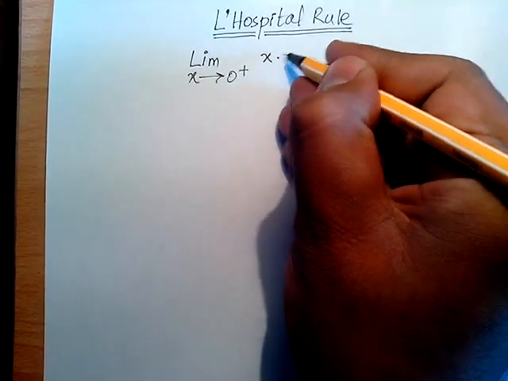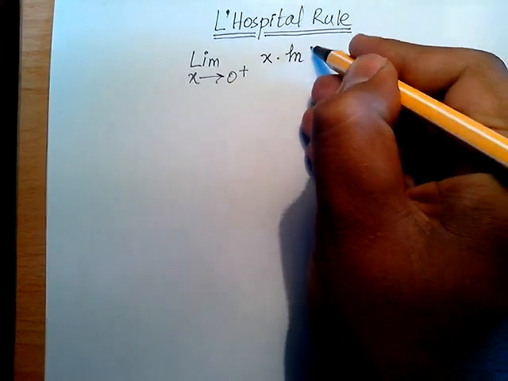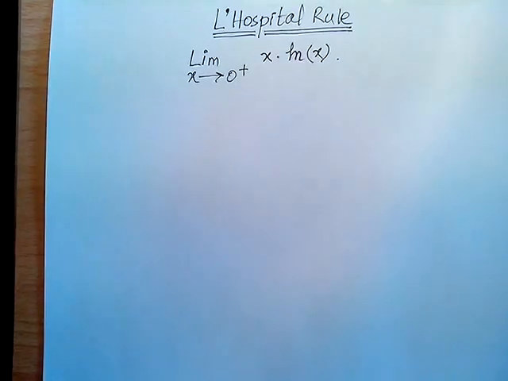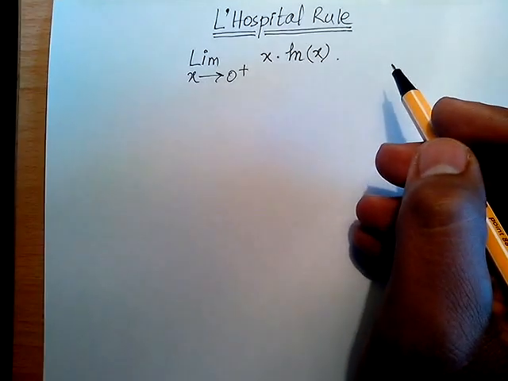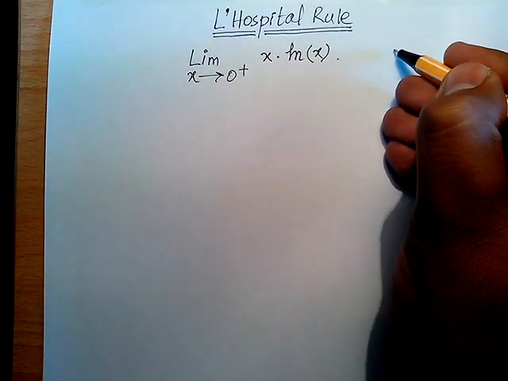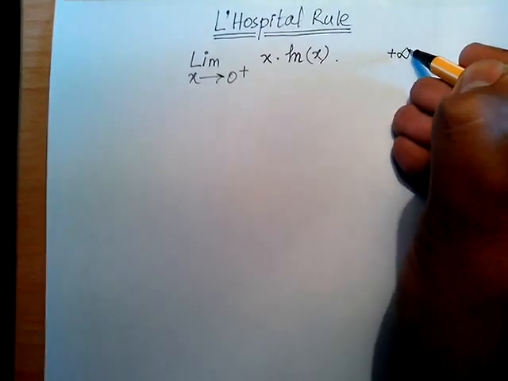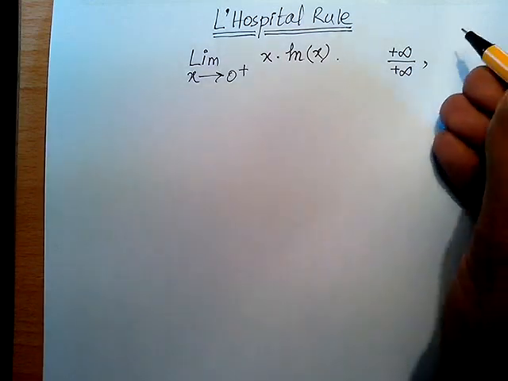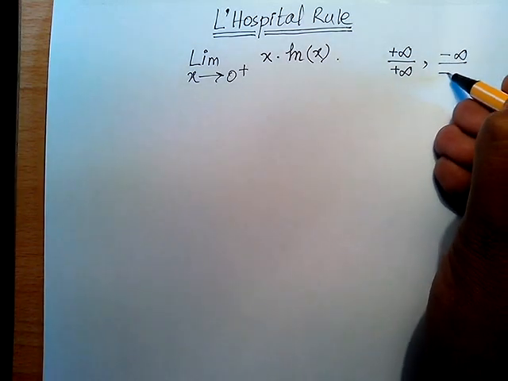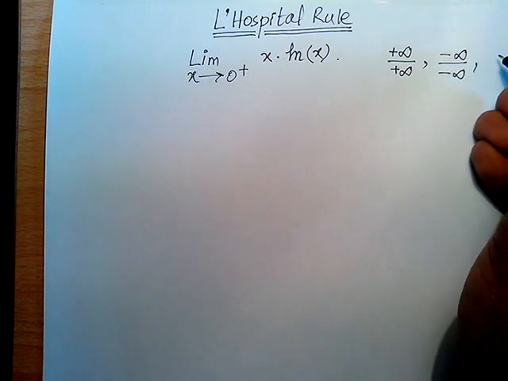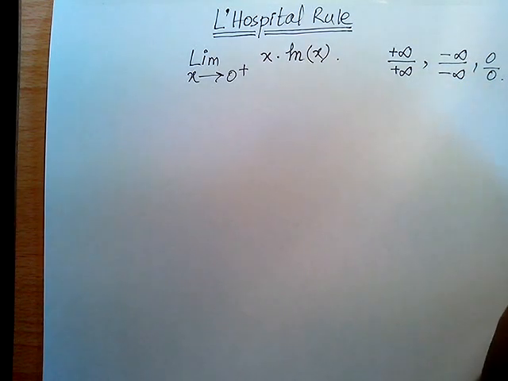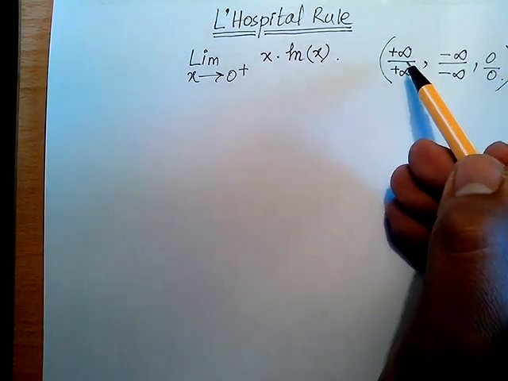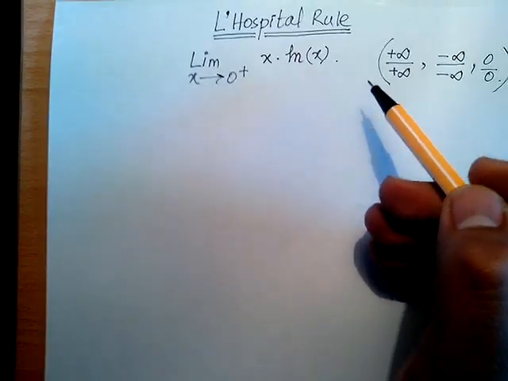We have a function, ln x multiplied by ln of x. So what we want to do, we need to apply L'Hopital's rule. Keep one thing in your mind: the prerequisites for the L'Hopital rule are that it should be plus infinity divided by plus infinity right after plugging in the limit, or minus infinity divided by minus infinity, or 0 by 0. So first we need to make this form and then we can apply the L'Hopital rule.